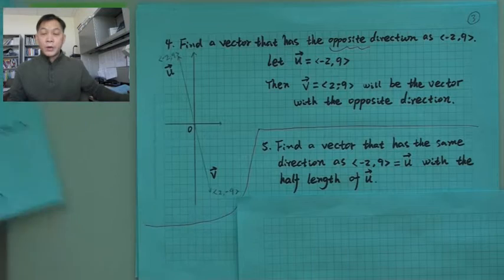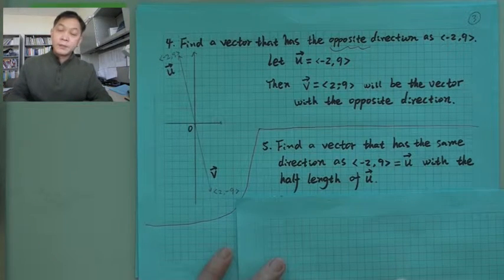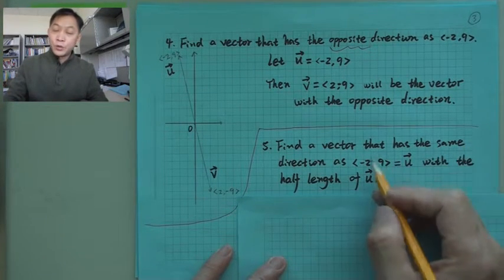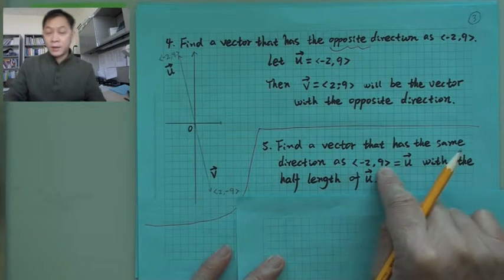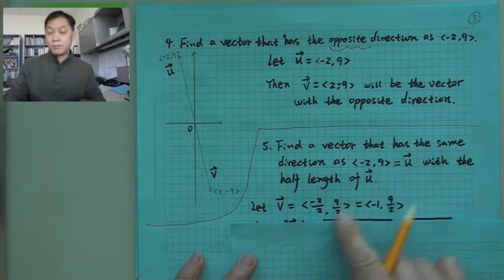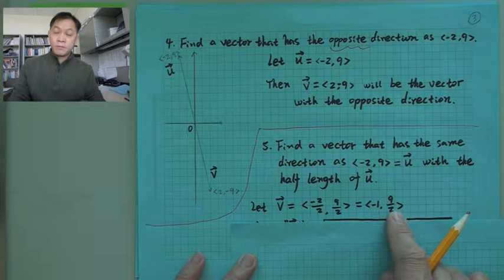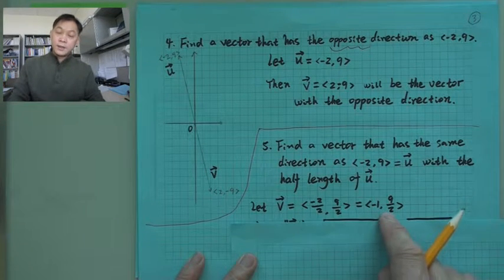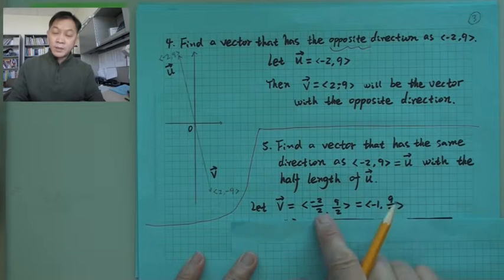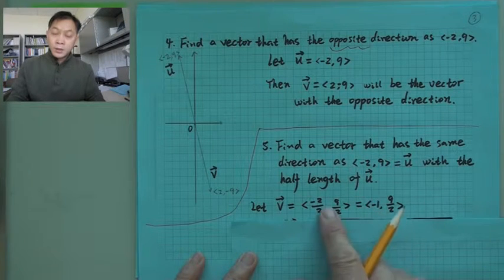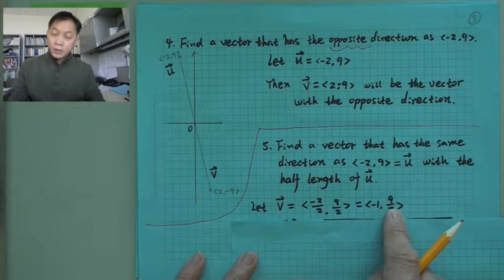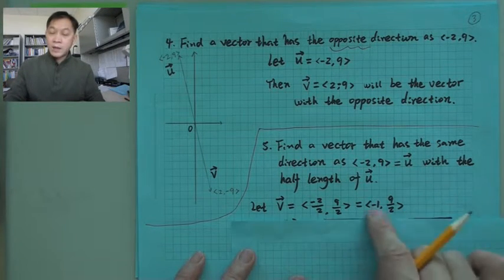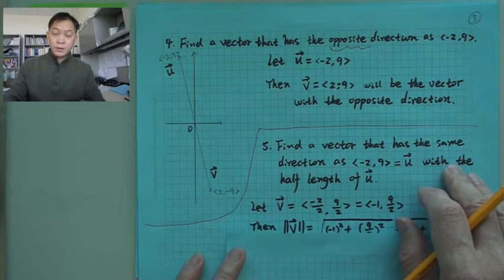So how are we going to find that? Actually, it's quite easy. You use 2 to divide x and use 2 to divide y. That will be the vector we needed. We divide by positive 2, and this one will be the one we wanted. Look, let's find the length of this one.